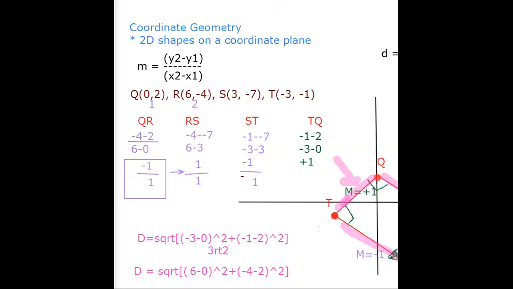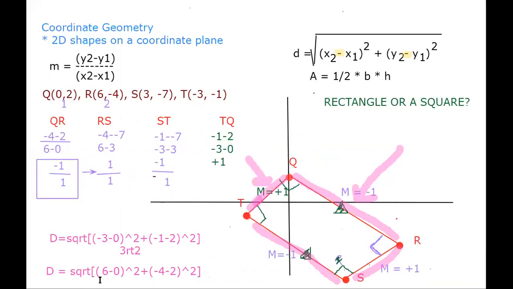So one of them I got 3 root 2, and one of them I got 6 root 2. They are clearly not the same because this bottom one is 6 root 2. We have a rectangle. There's no sense in finding the distance of the right side and the bottom side because those are 90-degree angles. They have to be the same because it's 4 90-degree angles. So it has to be the exact same length. That is definitely a rectangle.